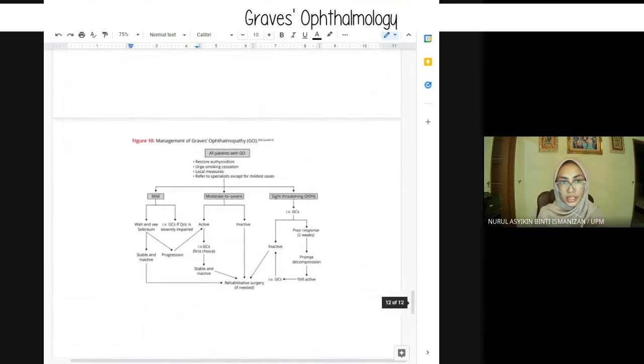Okay, and here is the summary table for the management of Graves' ophthalmopathy, GO. So that's all for me.